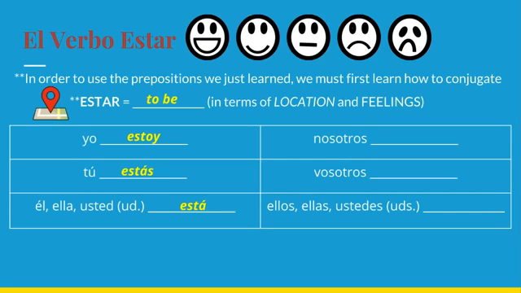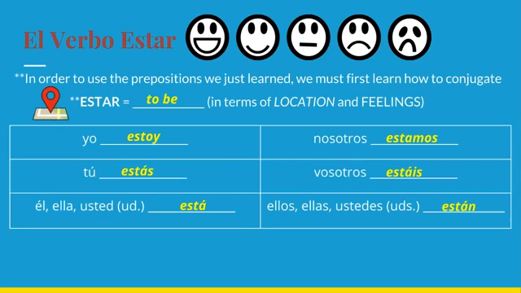nosotros, estamos, notice there's no accent. So essentially we have yo estoy and nosotros estamos, and neither of those have accents. And you're going to notice the other four forms, the bottom two rows will. So vosotros estáis, and then ellos, ellas, ustedes están. So those are your conjugations of the verb estar.